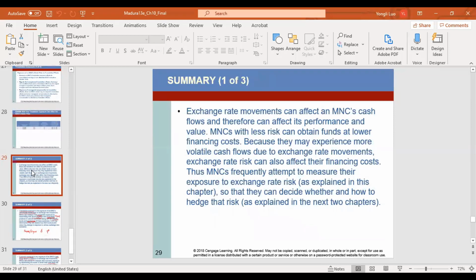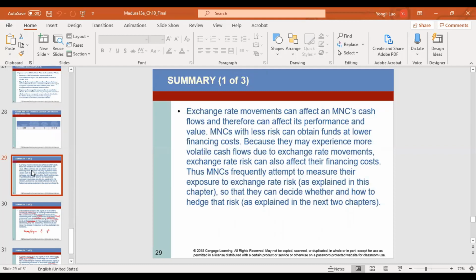Now we come to the summary of this chapter. Exchange rate movements can affect a MNC's cash flow and therefore can affect its performance and value. MNCs with less risk can obtain funds at lower financing cost.